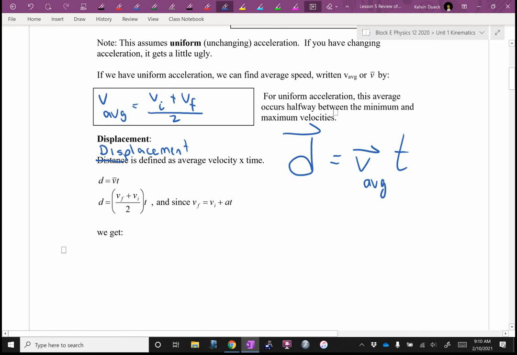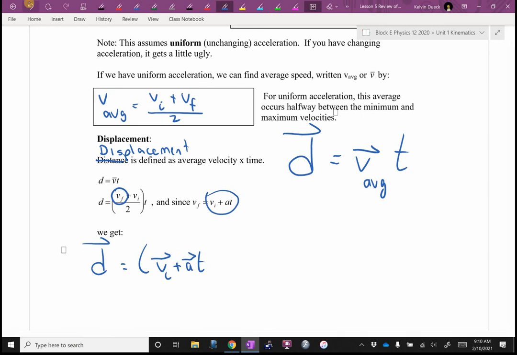Okay. Oh, but since VF equals VI plus AT, I can replace this VF with that. I'll get D equals, in brackets, VI plus AT.